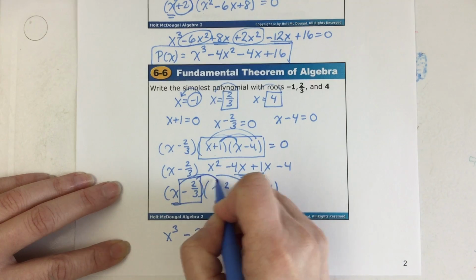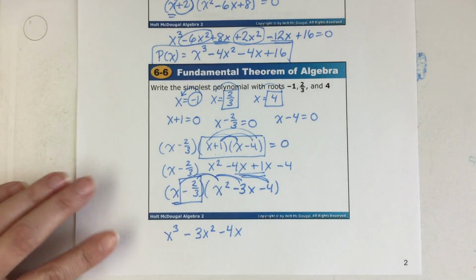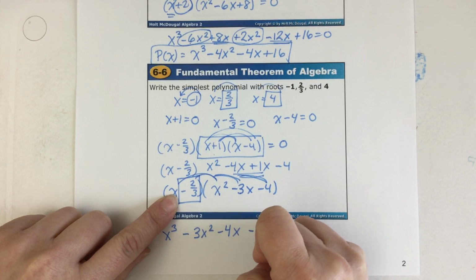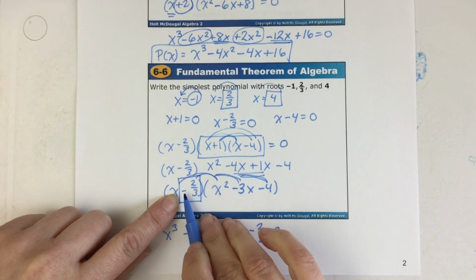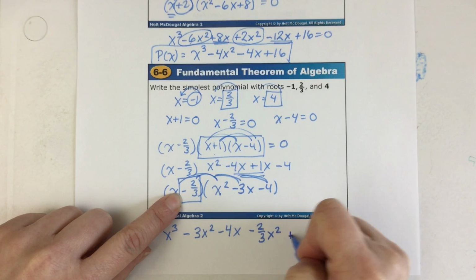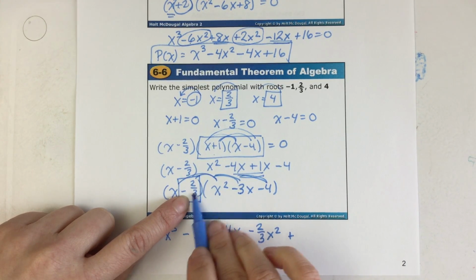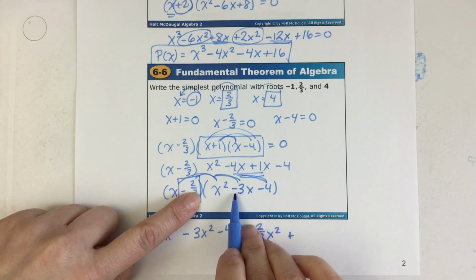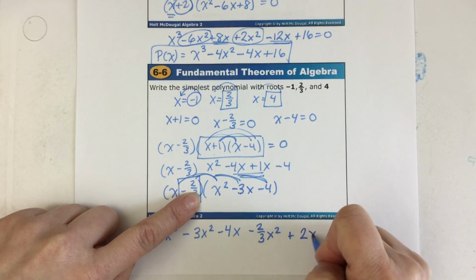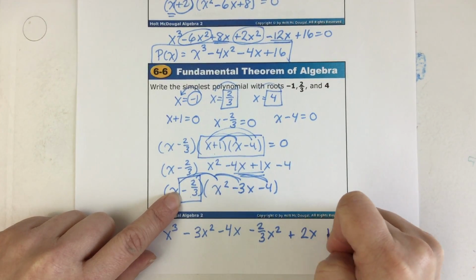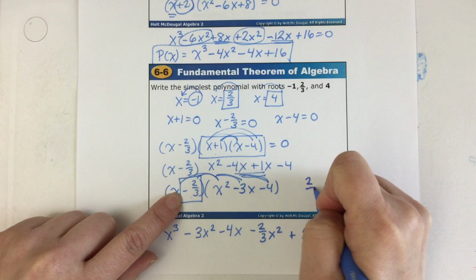Now I need to multiply every value by negative 2/3. Negative 2/3 times x squared is negative 2/3 x squared. Negative times a negative is going to be a positive. 2/3 times 3x. If you multiply by a denominator, the 3's are going to cancel, leaving you just 2x. Negative 2/3 times negative 4. Negative times a negative is a positive.